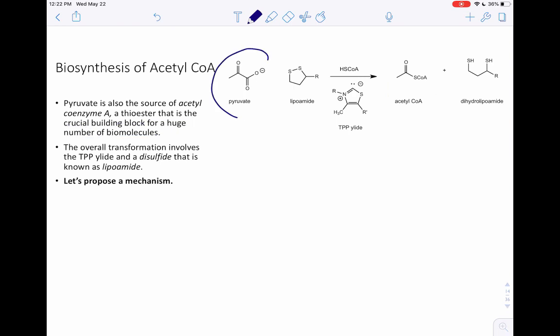So not only can pyruvate be converted into ethanol and CO2 so we can enjoy bread and beer, it is also turned into acetyl-CoA so that our bodies can make really important biomolecules such as cholesterol. So let's see if we can propose a curved arrow mechanism for this transformation.